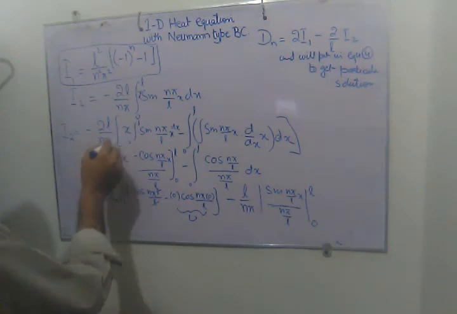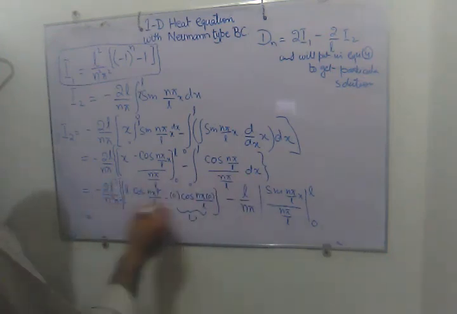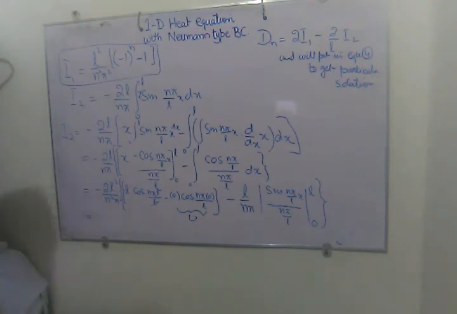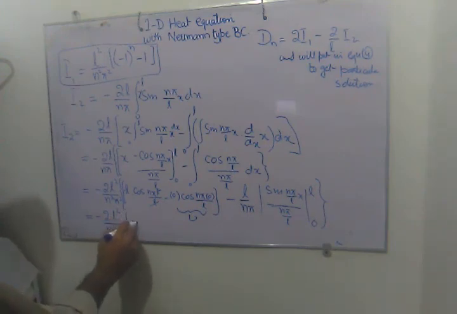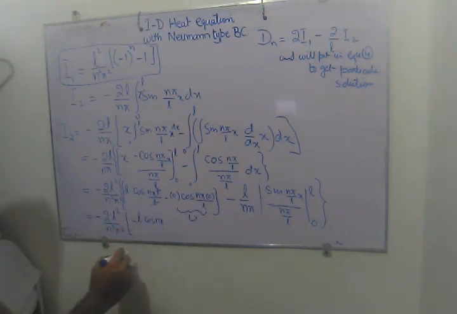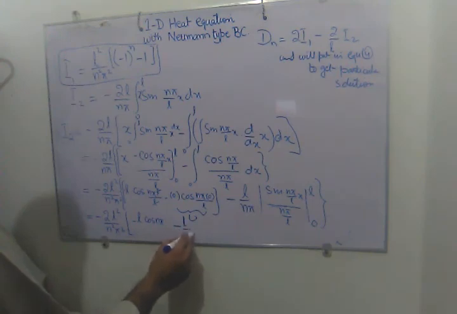This minus 2 upon n pi was with the whole bracket. So we have minus 2 L square upon n square pi square into minus L cos n pi. This is the remaining term, and we come here, we have L upon n pi.